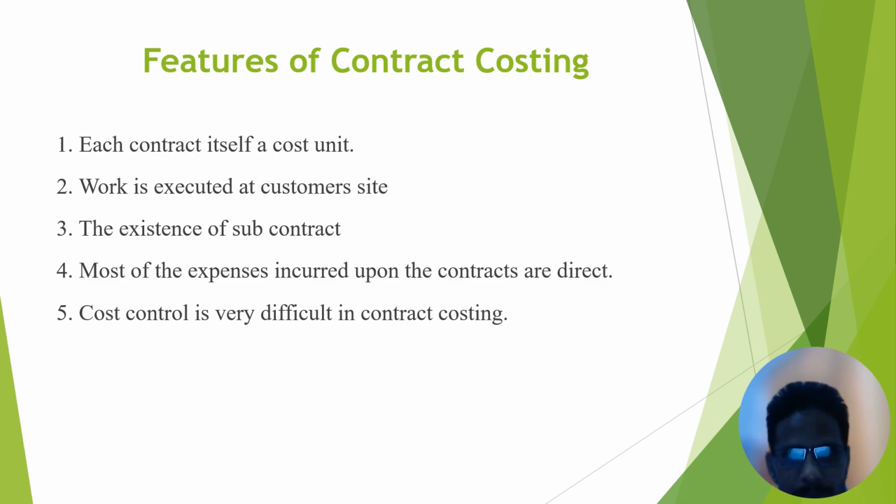work to a furniture contractor. The next one, most of the expenses incurred upon the contract are direct expenses, in connection with raw material. The next one is cost control. It is very difficult in contract costing. This is the main disadvantage. Under this we have to control cost from different situations.